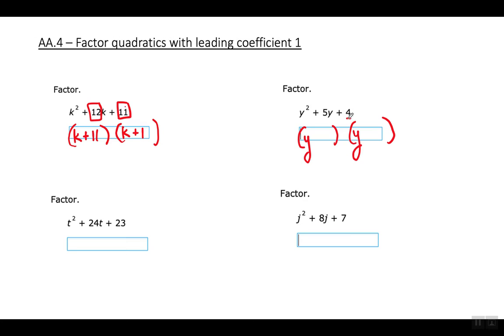Okay, now two numbers that when I multiply give me 4, but when I add them give me 5 is obviously 4 and 1. All right, here it's going to be the same thing. I'm going to put a t at the beginning of both parentheses. So I need two numbers that when you multiply them give you 23, but when I add them give me 24. That's obviously 23 and 1, because when I do multiply 23 times 1 I get 23, but when I add 23 plus 1 I get 24.